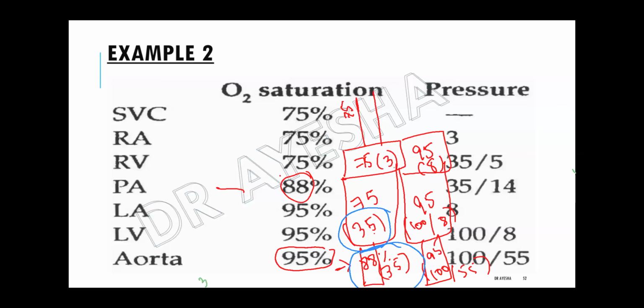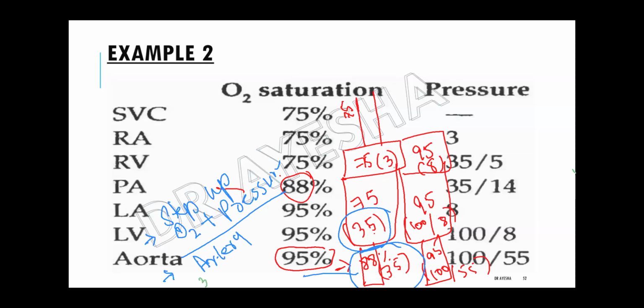Very good, Dr. Saad. You have detected the abnormality. Now, once you have detected the abnormality, tell me where there is a step up or step down of saturation. Madam, there is a step up of saturation, both step up of saturation as well as pressures. So where is the level? Level is, madam, pulmonary artery.